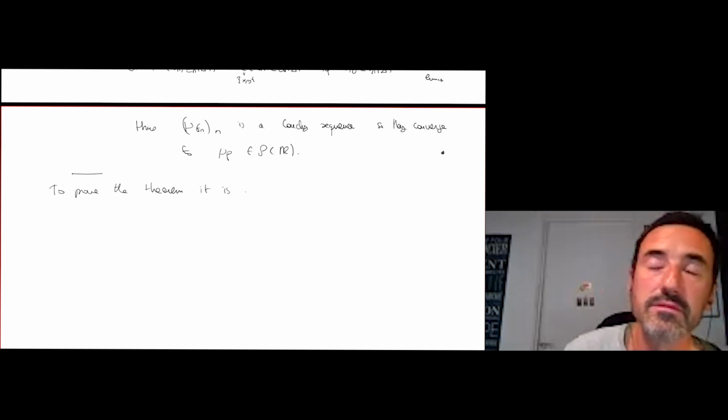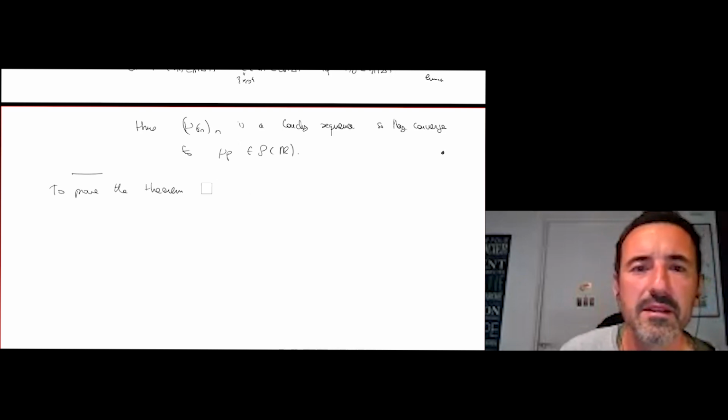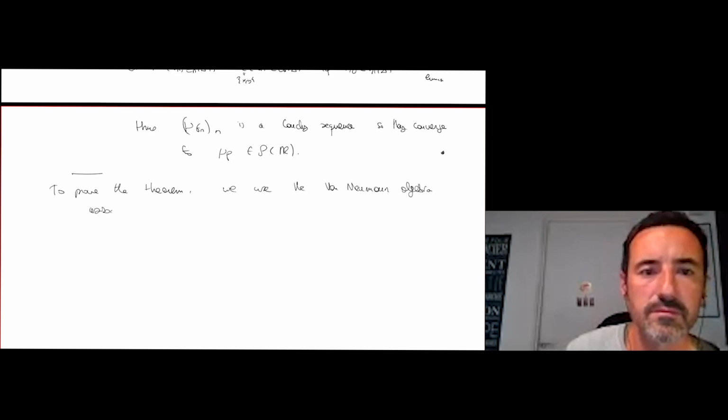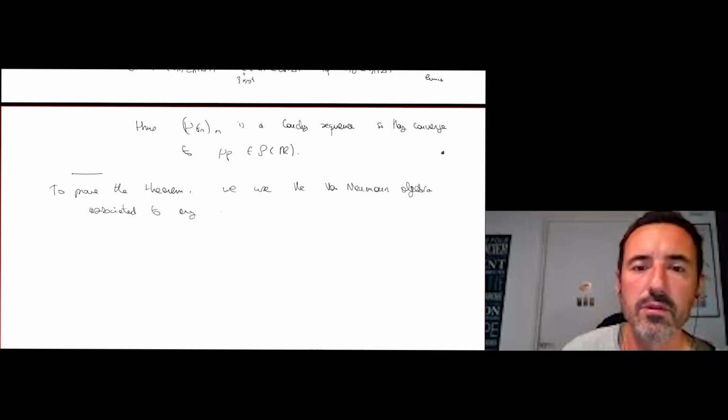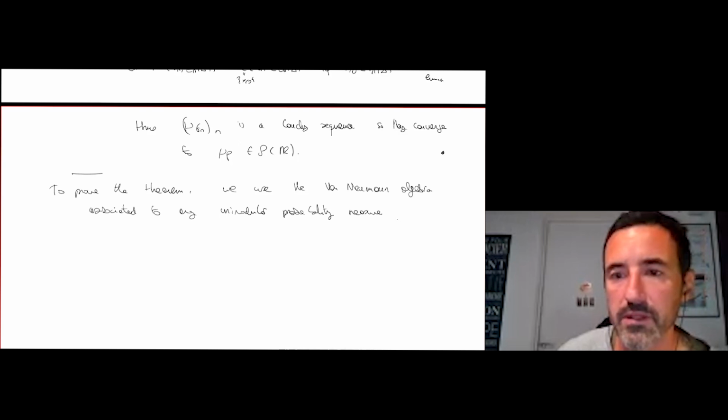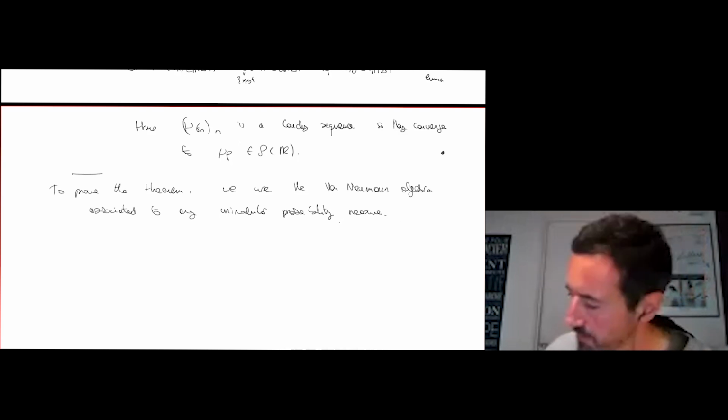we use the fundamental algebra associated to any unimodular probability measure. And this fundamental algebra is equipped with a tracial faithful normal state, which I will now define.